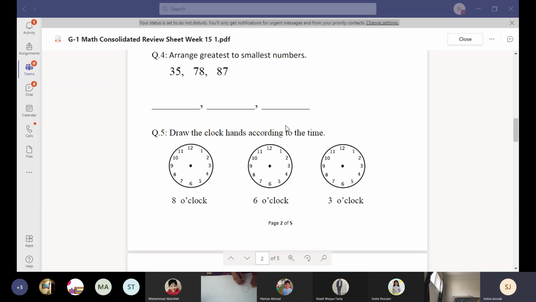Okay. How many students have done this work? Okay, where should be the clock hand? It's 8 o'clock. If the time is 8 o'clock, where should be the small hand? Small hand should be 8. And the big long hand should be 12. That's great. So if the time is 6 o'clock, where should be the small hand?